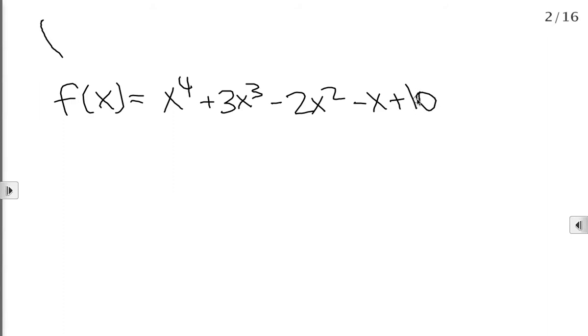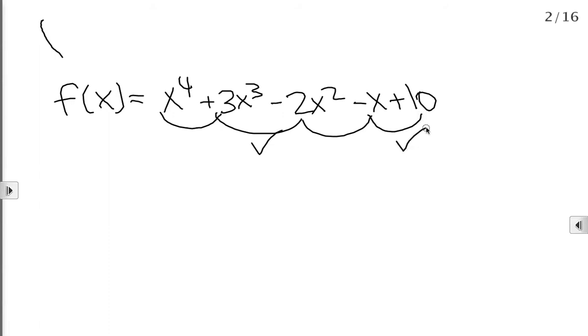Step 1 is I need to first find the changes in the signs for positive x. This will tell me the biggest number of solutions for positive solutions, and then I just count down by 2. So looking at our changes, I'm just comparing the coefficients. Positive 1 to positive 3, no change. Positive 3 to negative 2, that's a change. Negative 2 to negative 1, no change. Negative 1 to positive 10, that's a change.